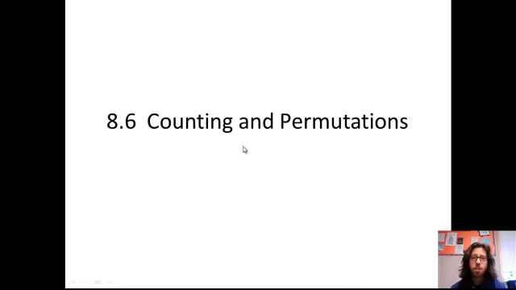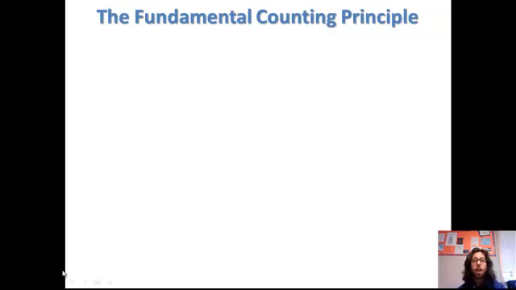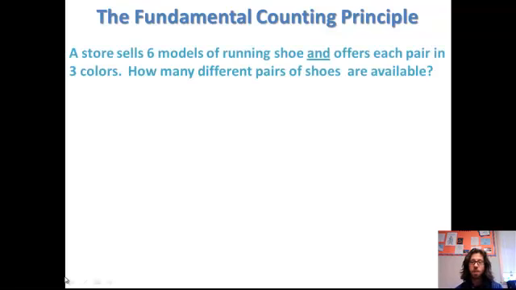All right, so here is chapter 8.6, counting and permutations. This is going to give us a good idea of the number of possibilities we might encounter in certain everyday scenarios. So the fundamental counting principle, this is what everything else is going to be based off of.